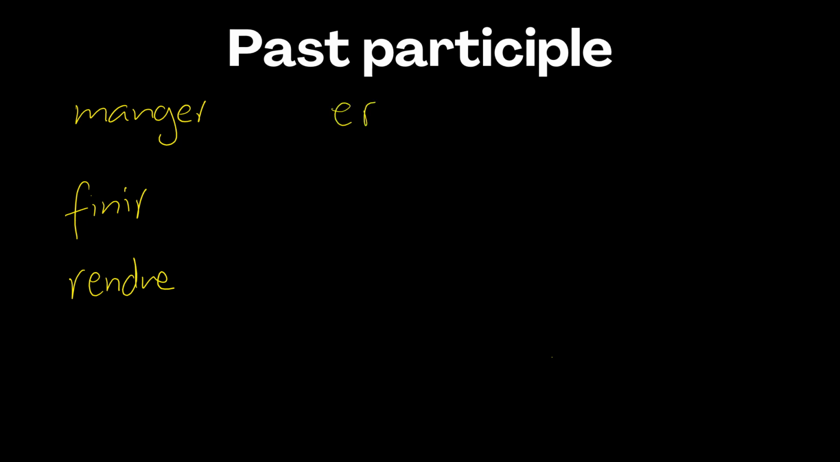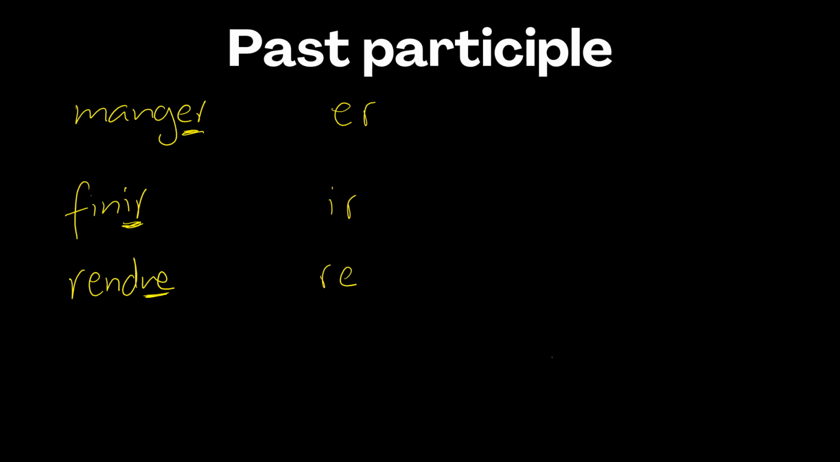So let's take our previous example with manger. Let's take another example with finir. And let's take another example with rendre, to give back. Now, infinitives in French always end with these combinations of letters. All verbs in French, infinitives, either end with the letters ER, like manger, IR, like finir, or RE, like rendre.